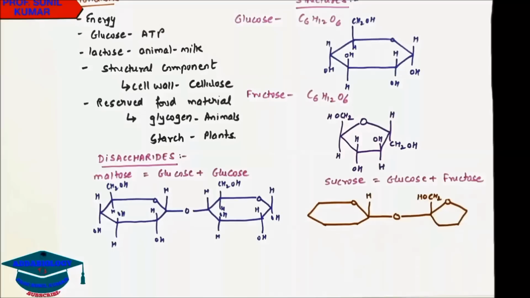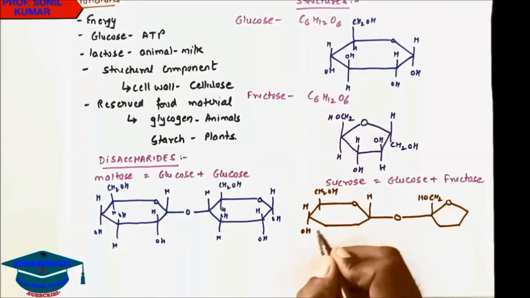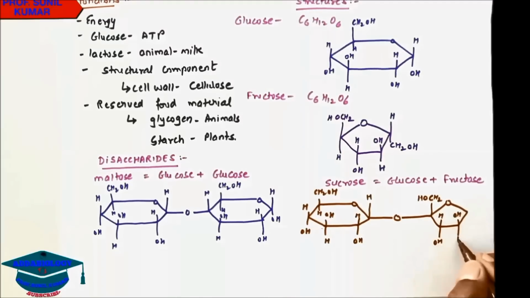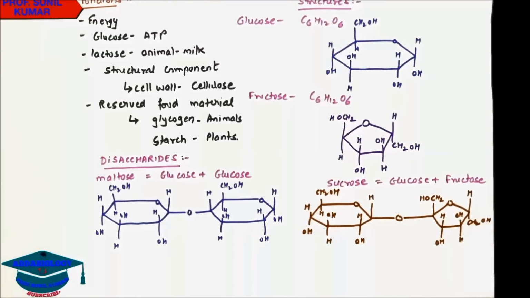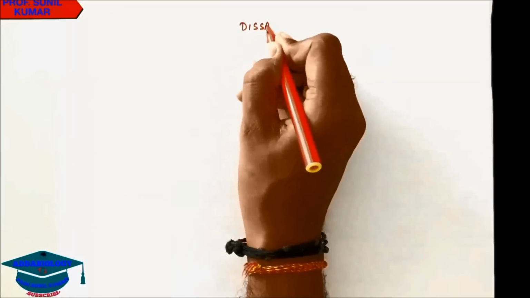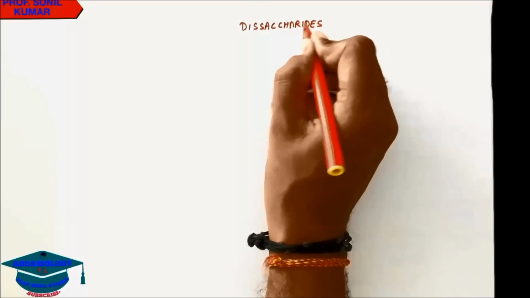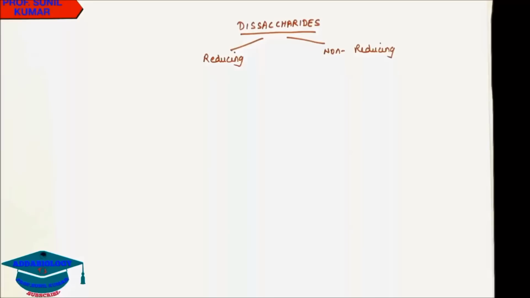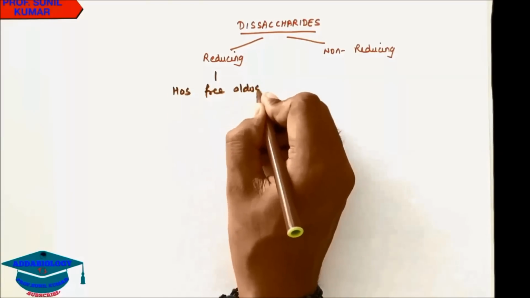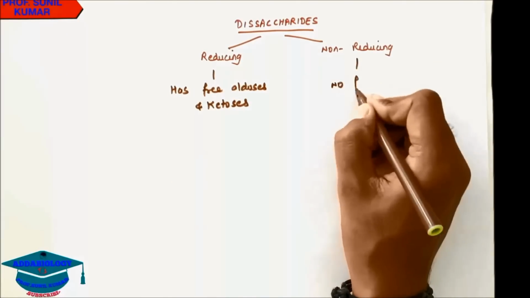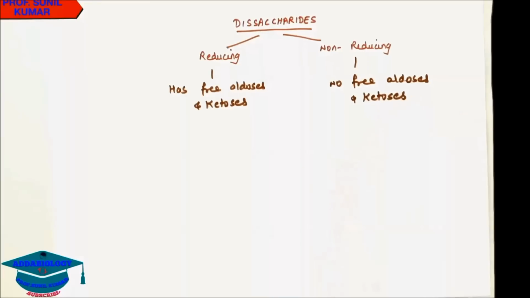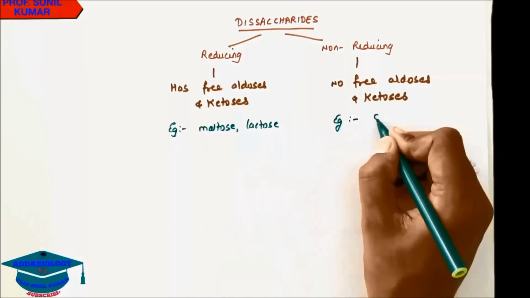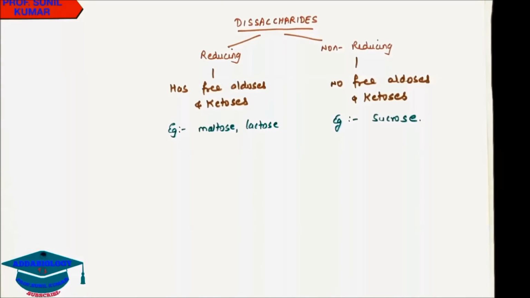The general formula for simple sugar is CnH2nOn, and for complex sugar it is (C6H10O5)n. Now friends, let's talk about disaccharides. There are two types of disaccharides, reducing and non-reducing. The reducing sugars have free aldoses and ketoses, but in non-reducing sugar, there are no free aldoses or ketoses. Examples of reducing sugar are maltose and lactose, whereas a non-reducing sugar is sucrose.